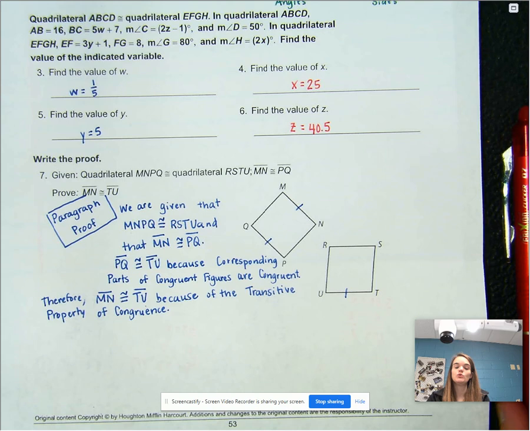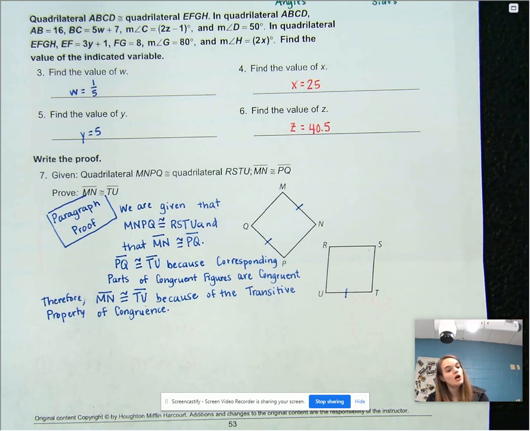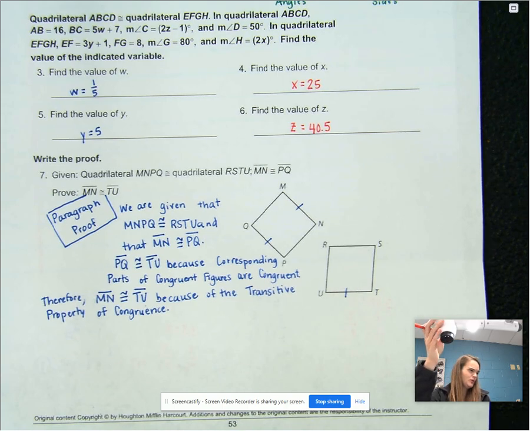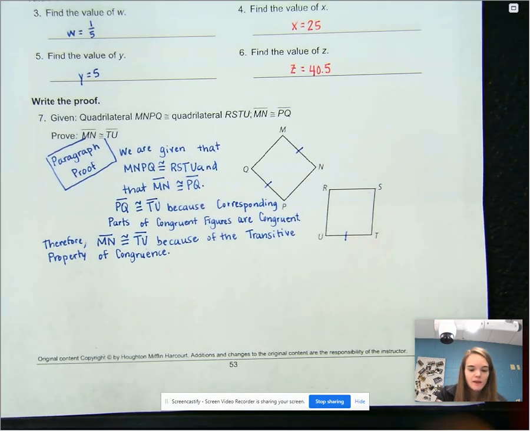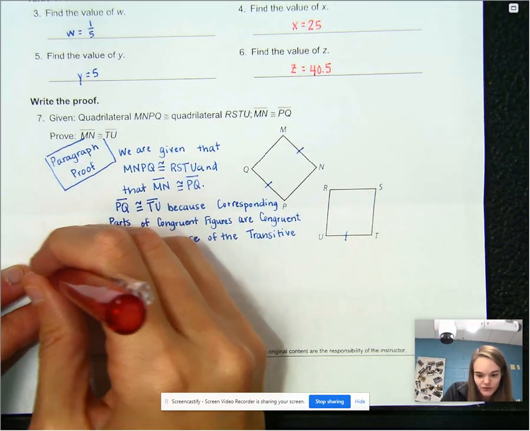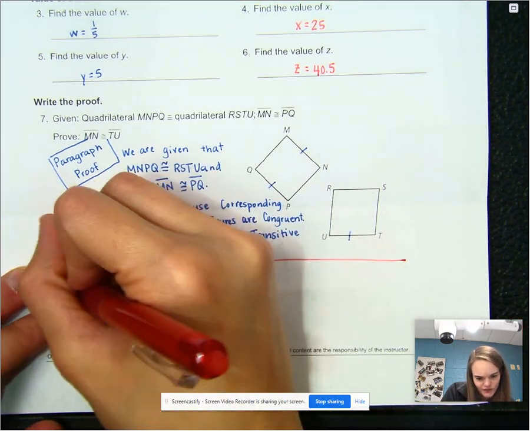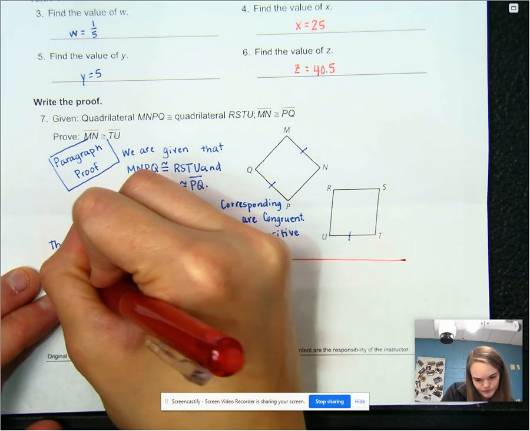Let's talk about what a two-column is. Then on your homework, you get to choose. If it doesn't tell you to use two-column, you don't have to. If it doesn't tell you to use paragraph, you don't have to. Now, if it specifically says, use the one it says, okay? Unless it says use a flowchart proof, and don't do that. That's crazy, okay? All right, let's talk about what a two-column is. We're going to take our paragraph and turn it into a two-column proof.